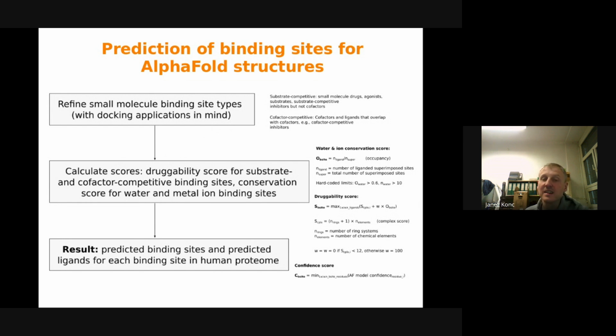So the results of this comparison, ligand transposition, clustering and scoring are predicted binding sites and predicted ligands for each binding site in AlphaFold protein structures, and we took the human proteome as the start. Human is, of course, the most important organism according to our standards, and we wanted to have a human proteome mapped with all these binding sites and ligands.